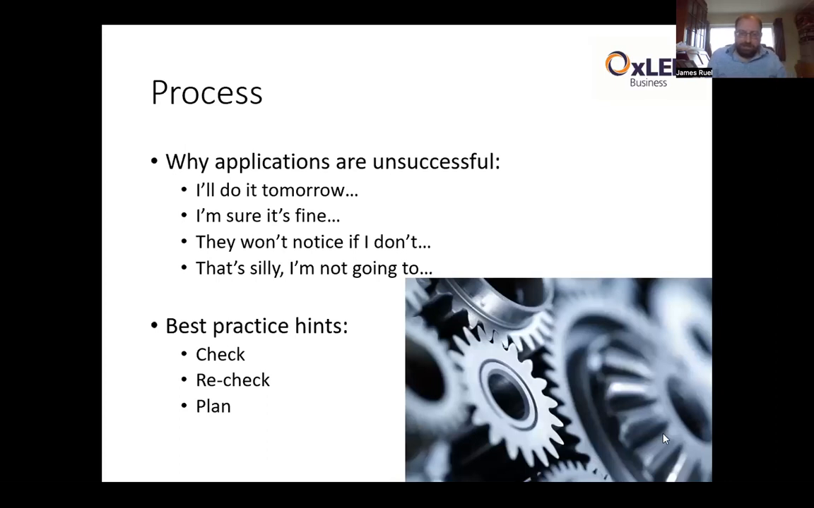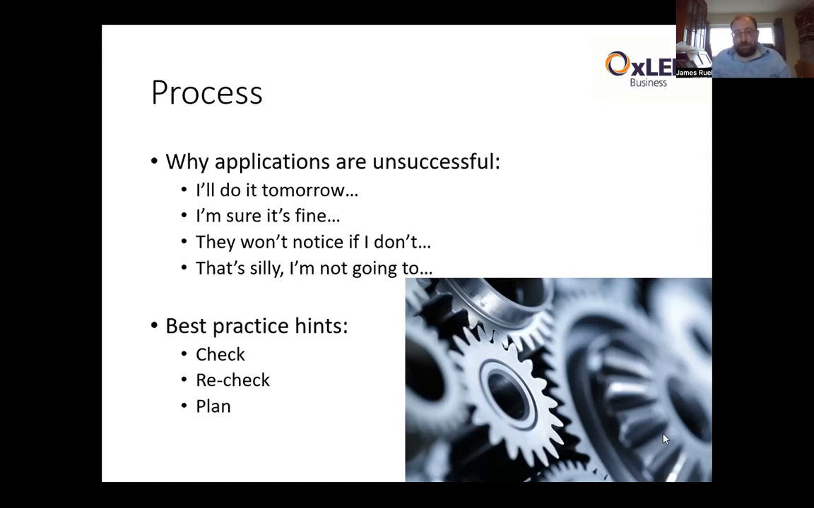In terms of the process, and this is the process of you writing your grant application, why are applications unsuccessful? Because people put them off. And I do sympathize. Everyone is very busy working in their business. It can be very difficult to find the time to work on your business. Putting off the grant application until tomorrow because it's not the immediate priority is totally understandable, but it leads to you running out of time. It leads to the grant applications being rushed, and that means there's a much greater risk that it will be unsuccessful.